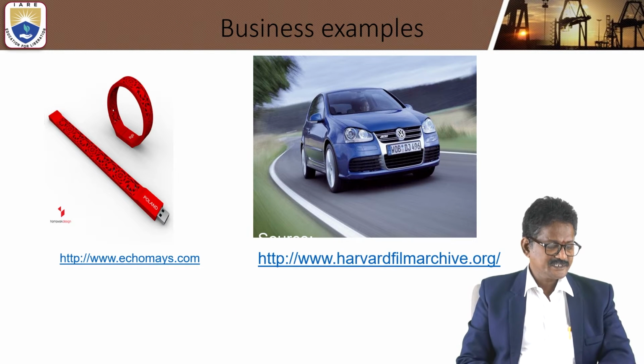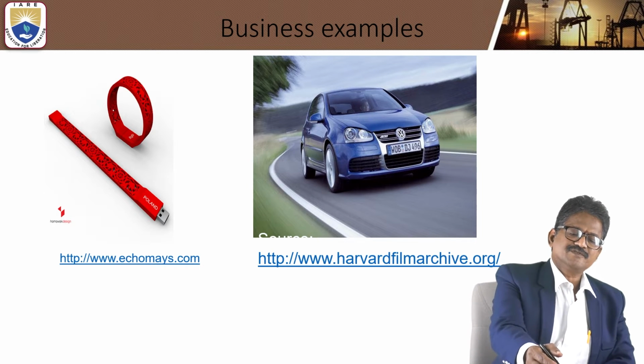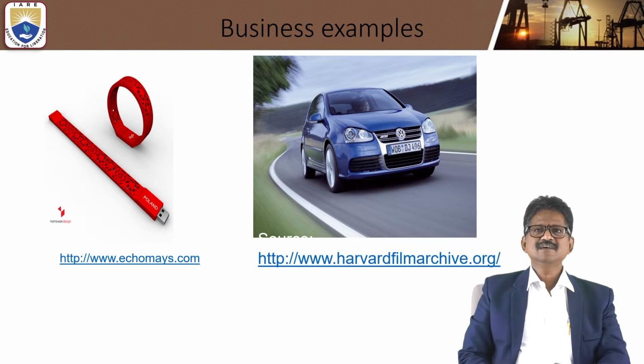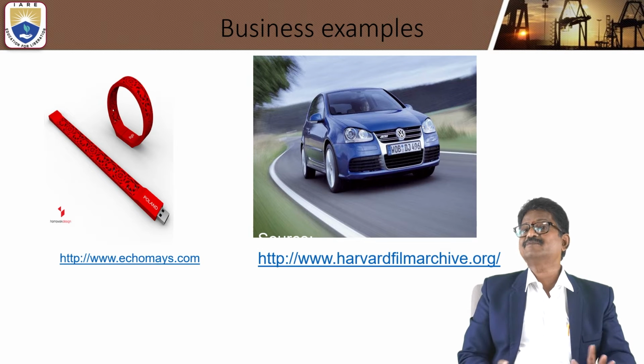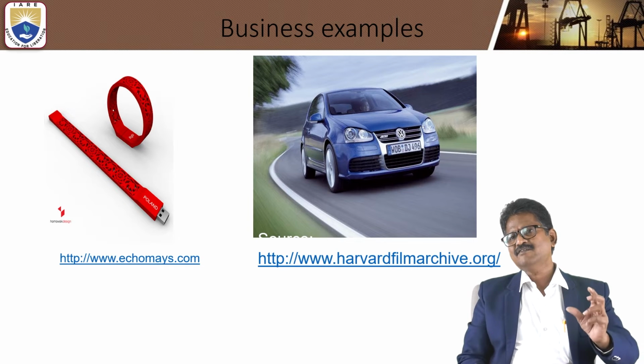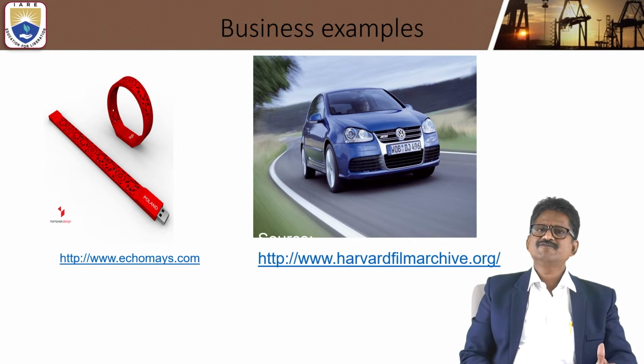Now look at some business examples, where you can see the pen drive. The USB cable is like a ring, a rubber form. This can be used as a hair clip, and can be easily lifted. This is what I have collected from the Ecomaze website. And another business example, Harvard film archive organization, this Volkswagen car, how it is designed as per the requirement of the customer. So these are how business examples can be developed using different technical environments. So not only theoretical knowledge, you should implement some practical attractive knowledge. Then only you can improve, and your life will be smooth and better.